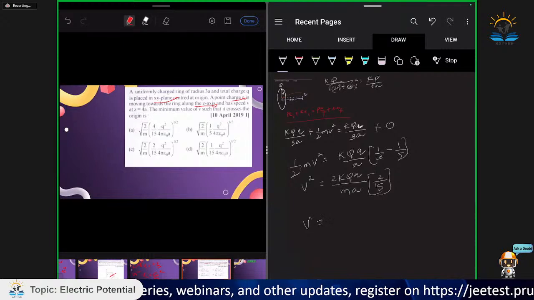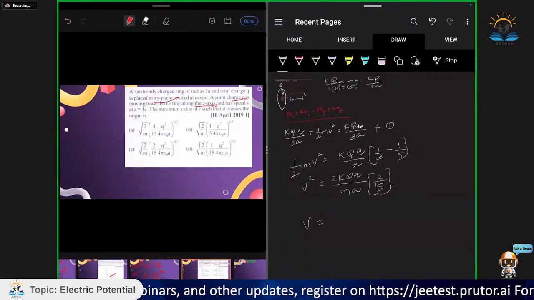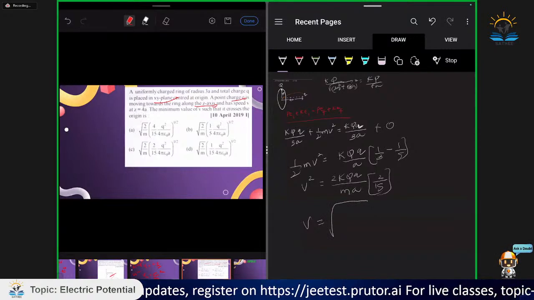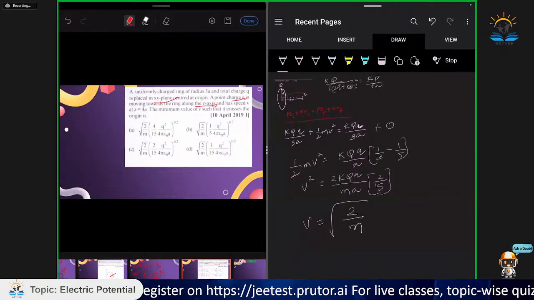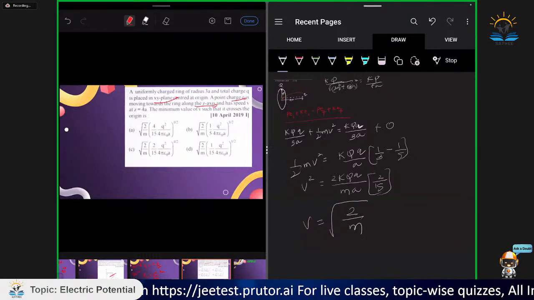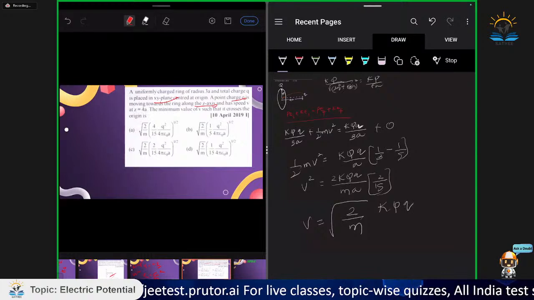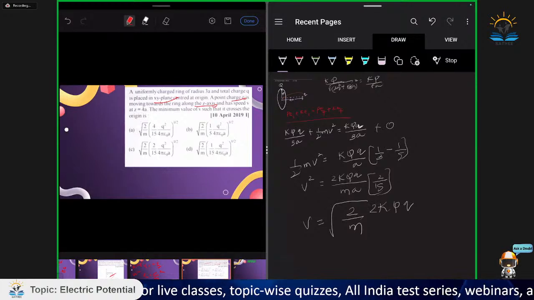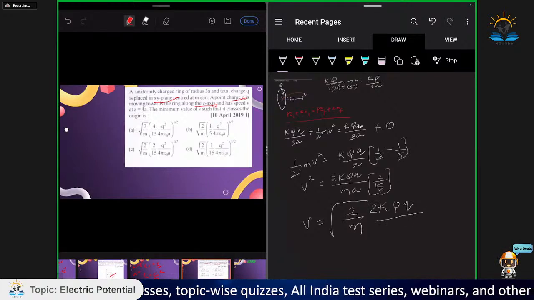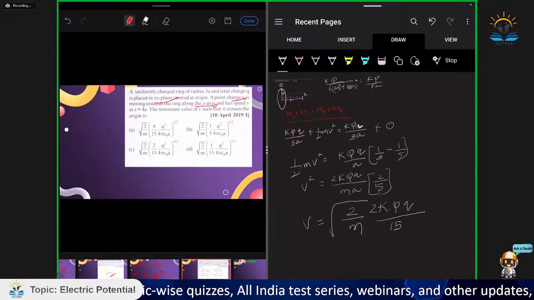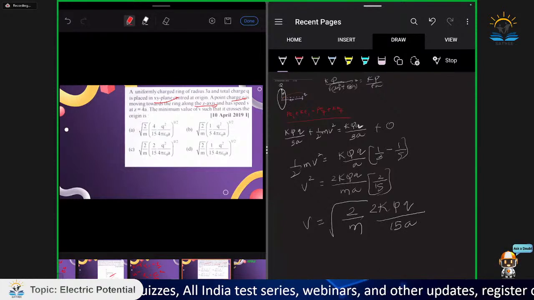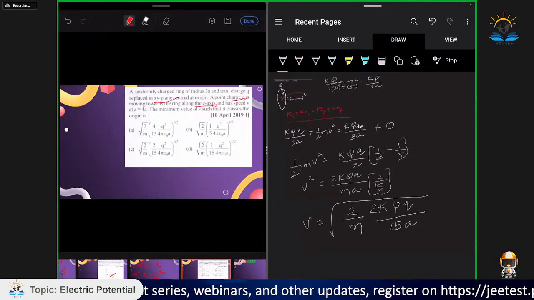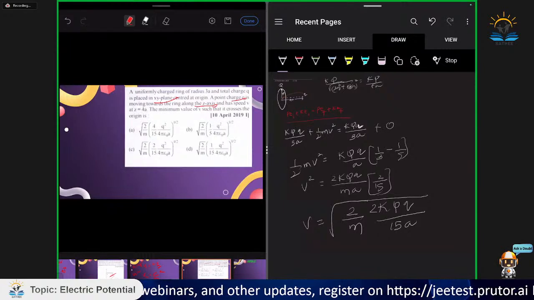So the final equation will be v equal to root of 2 by m into 2kQq by 15a. Yeah, this will be the final equation and the final answer. Which option is satisfying that?